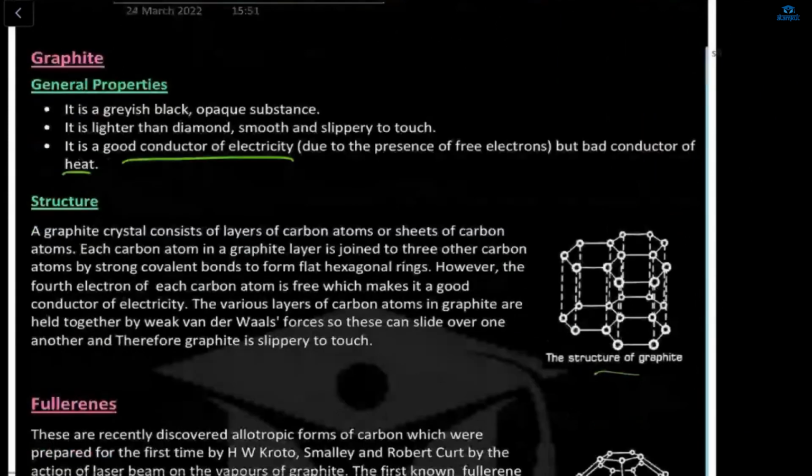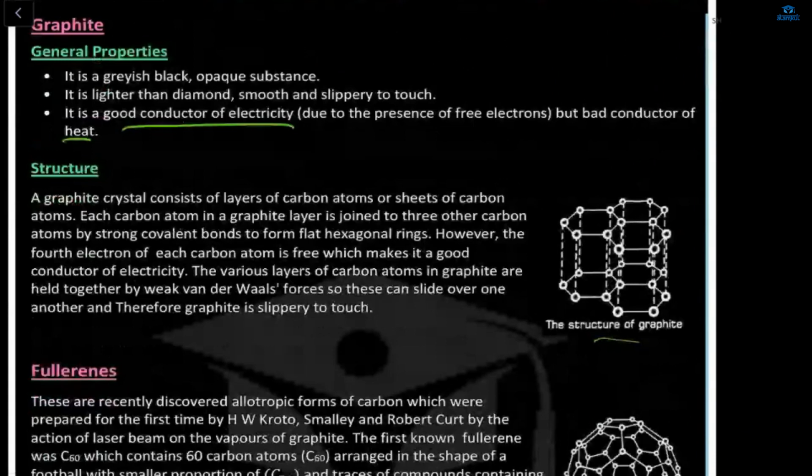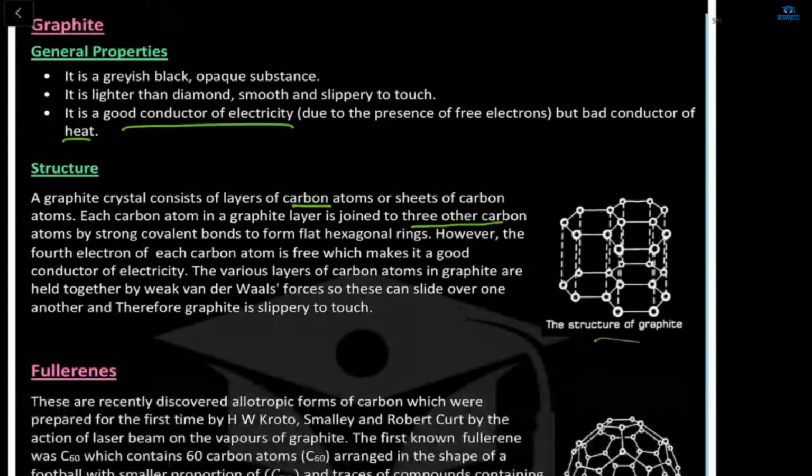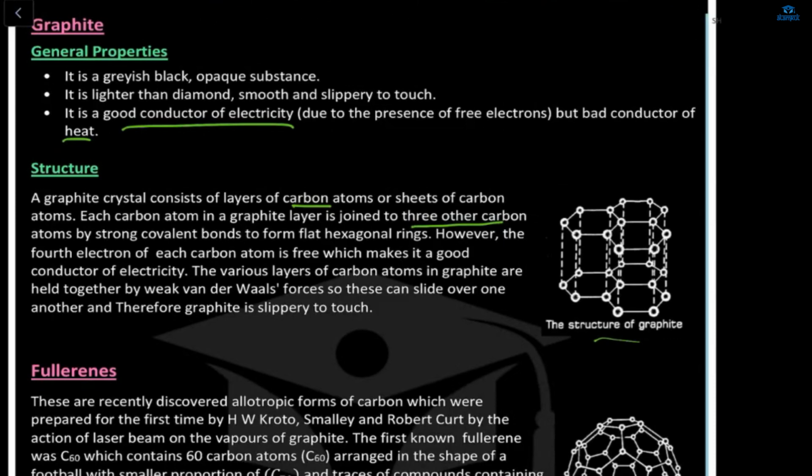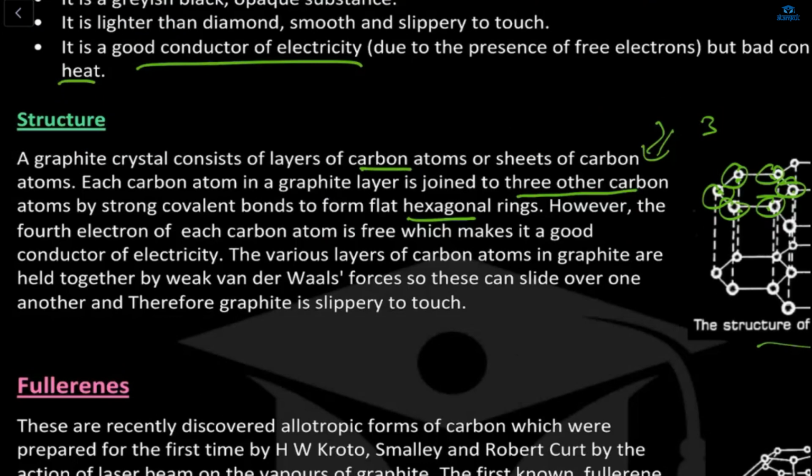Now this is the structure of graphite. It is also a layer, a sheet of carbon atoms, and each carbon atom is joined with three other carbons. In diamond, each carbon atom was joined with four other carbons, right? And in graphite it joins with three other carbons. So it forms a hexagonal ring, meaning six: 1, 2, 3, 4, 5, 6. It makes a hexagonal ring. However, the fourth electron of each carbon atom is free, which makes it a good conductor of electricity.